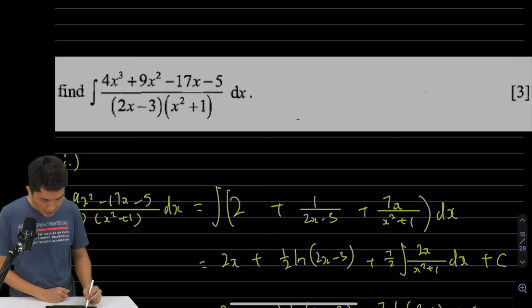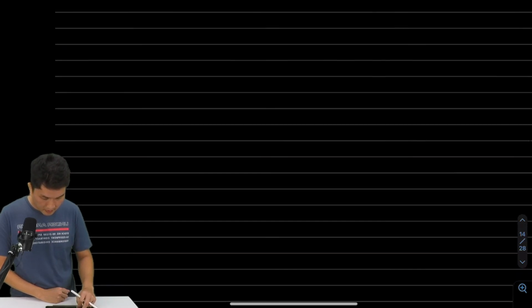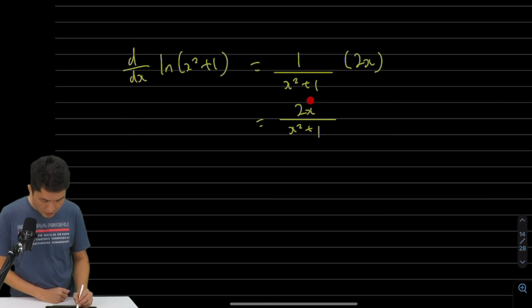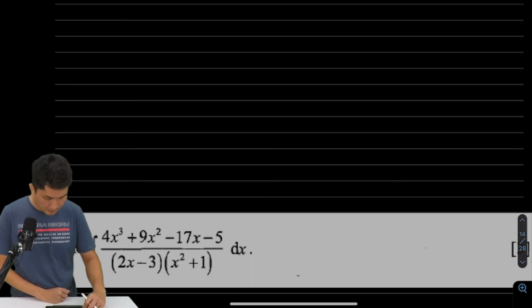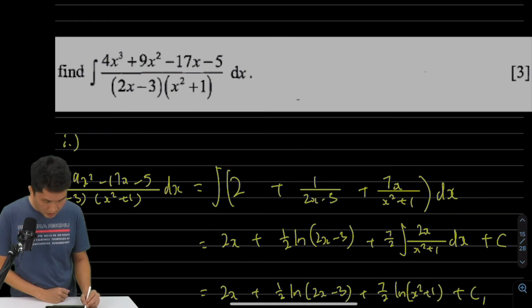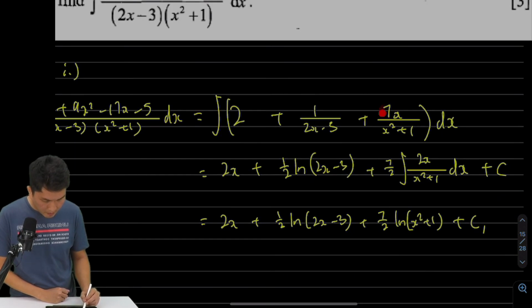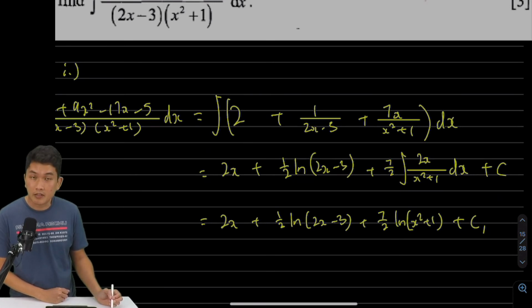And for the last one, I'm not too sure how to integrate this one, but I can make use of part 2. Part 2 says that if I were to integrate this, I should get back natural log of x squared plus 1. Only problem is I have a 7x. So what I can do is change it to 2x, but make sure that I have some sort of multiplying factor to correct it back. Because 7 over 2 times 2x will give me back 7x.